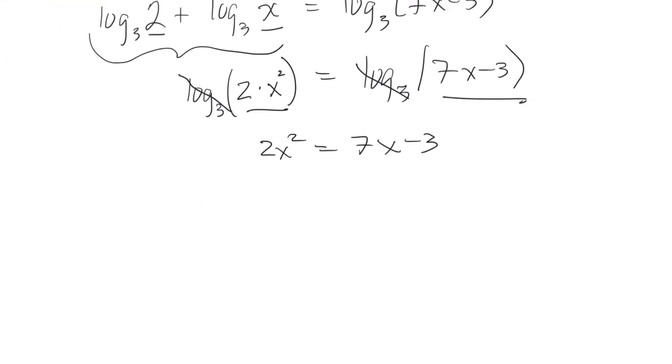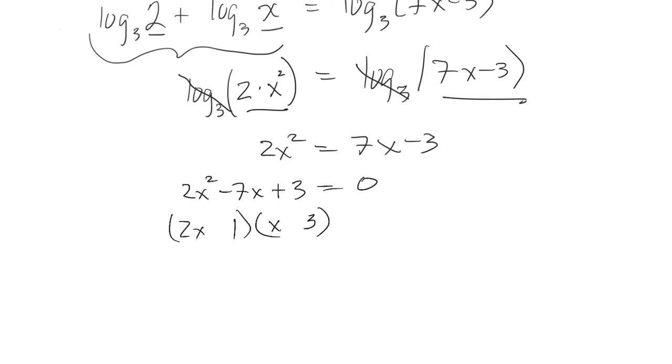It's a quadratic, so I'll bring everything over to the left. 2x squared minus 7x plus 3 equals 0. Then I'll try and factor it. And I think it's 2x and x, 3 and 1, and everything's a minus. 2x squared minus 6x, yeah, that's right, equals 0.